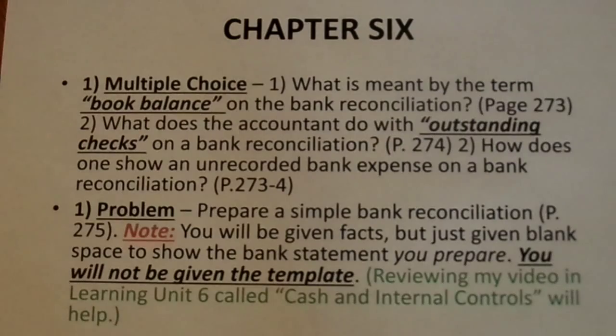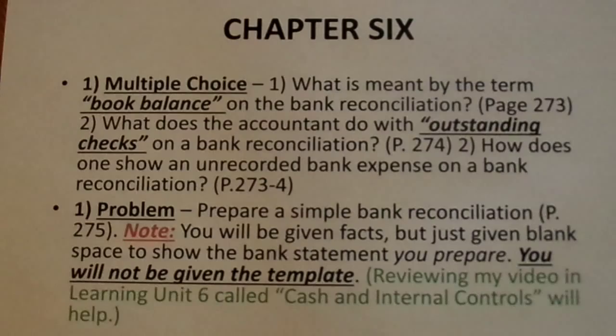Finally, what's here numbered as question 2, but it's really question 3. How does one show unrecorded bank expense on a bank reconciliation? So this means you have bank expense that the bank charged, and the business doesn't know that the bank charged it yet. When they get the statement, they figure that out. Now, just because I tell you these are numbered 1 through 3 on the study guide, don't look for these to be in this order on the final exam.